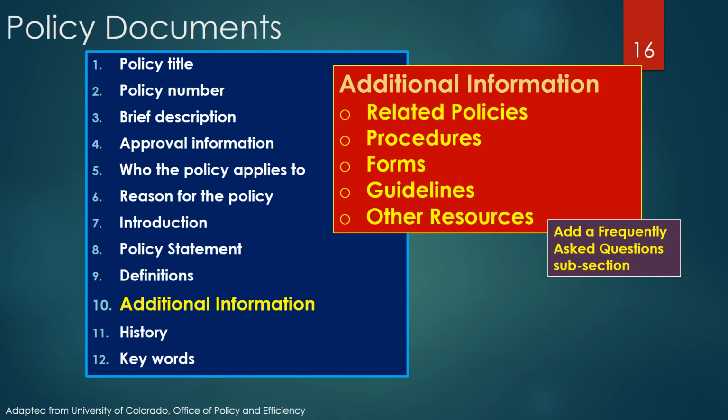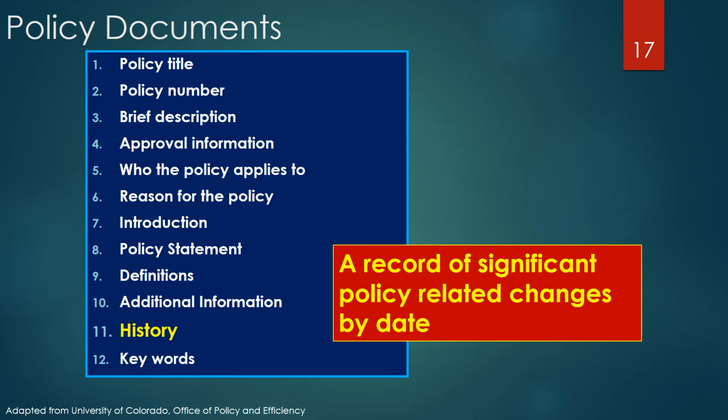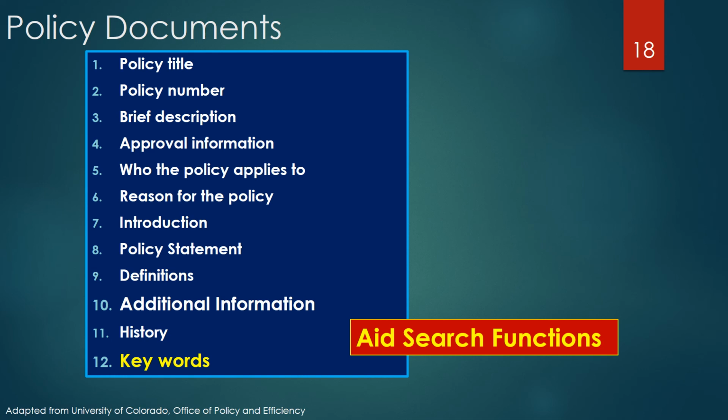No matter how well policies are written, there will always be questions. Therefore, a subsection of frequently asked questions and their respective answers should be included in a policy document. The 11th section is history, providing readers with a record of significant policy-related changes by date. The last section is a list of key words that aid search functions.